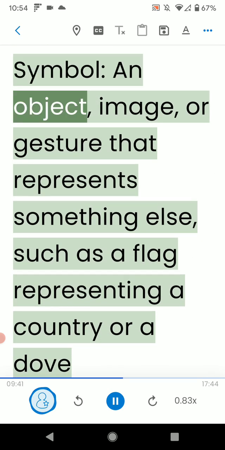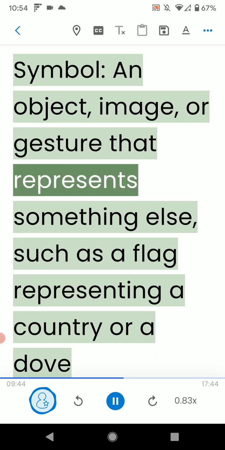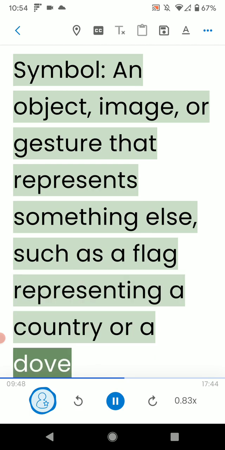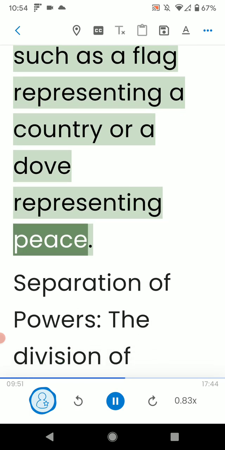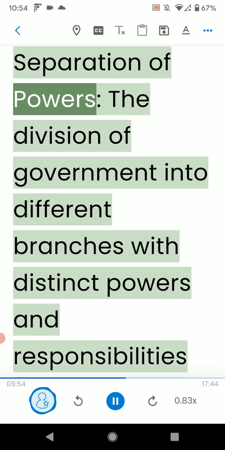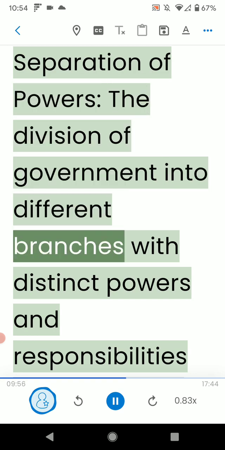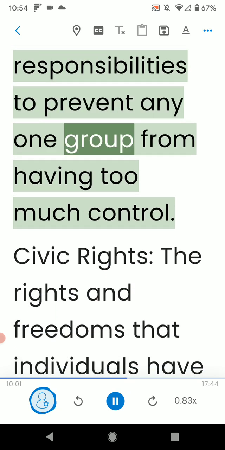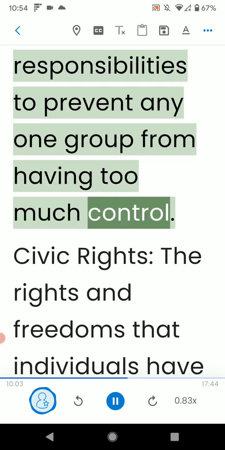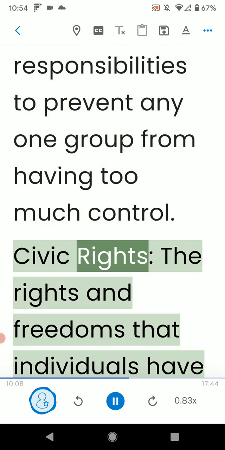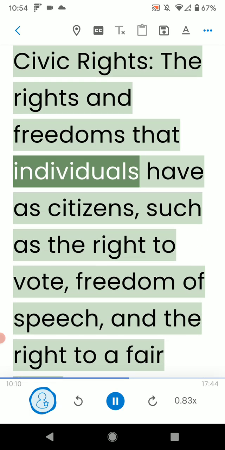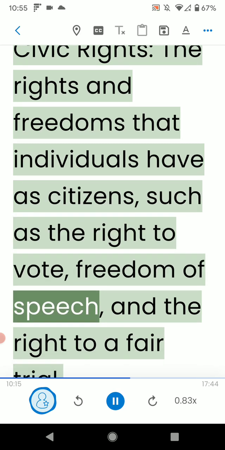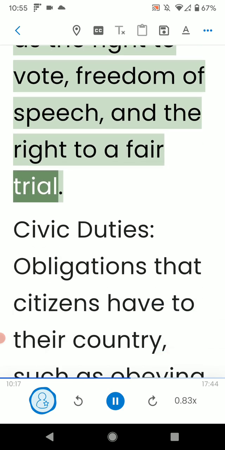Symbol, an object, image, or gesture that represents something else, such as a flag representing a country or a dove representing peace. Separation of powers, the division of government into different branches with distinct powers and responsibilities to prevent any one group from having too much control. Civic rights, the rights and freedoms that individuals have as citizens, such as the right to vote, freedom of speech, and the right to a fair trial.